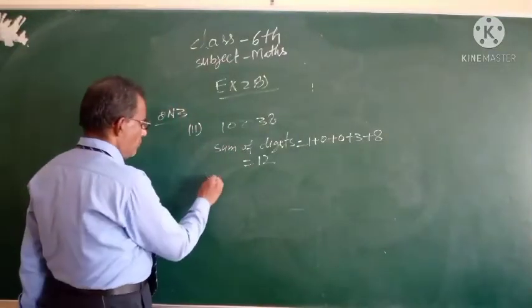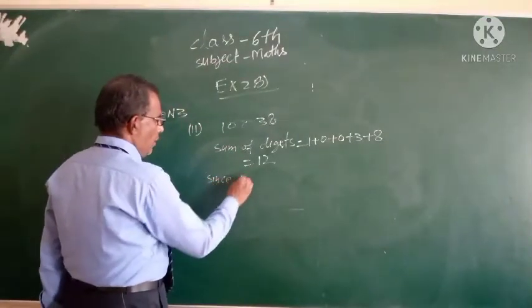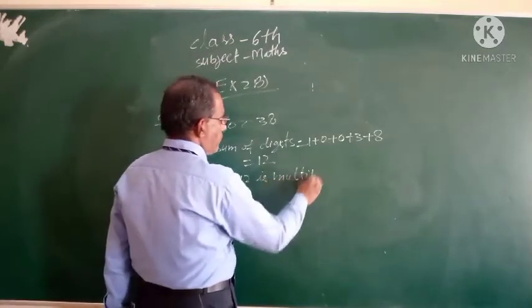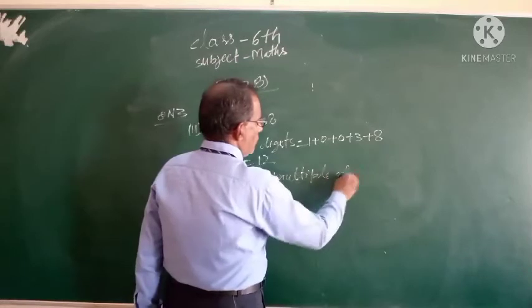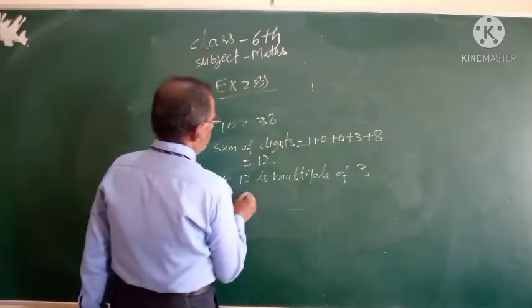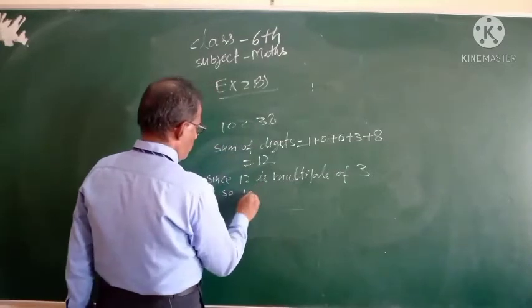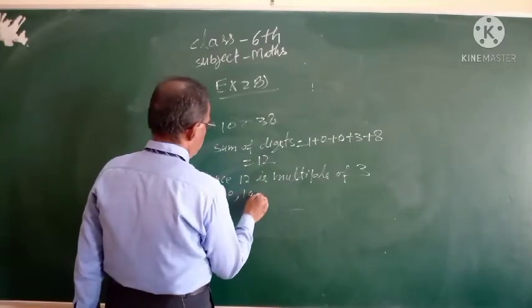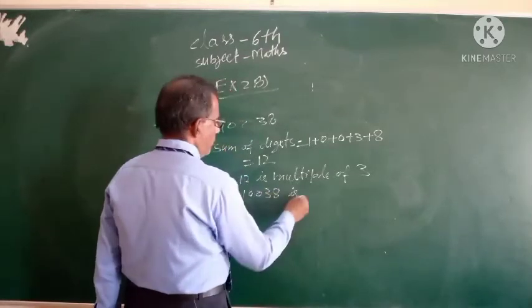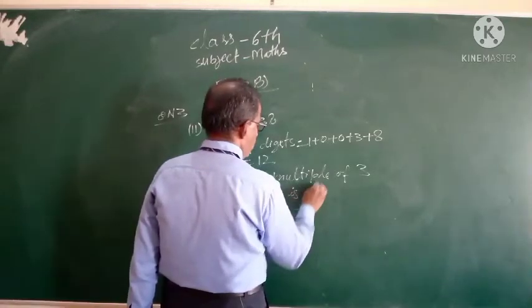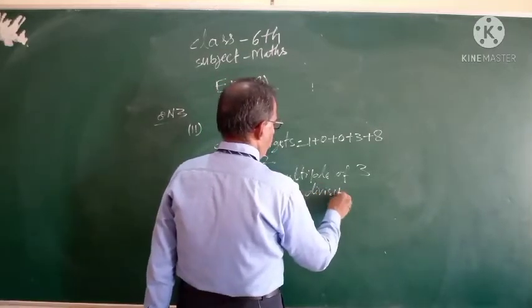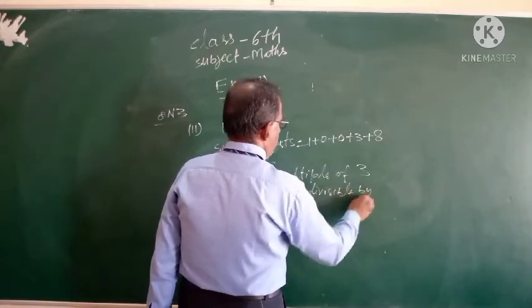Since 12 is a multiple of 3, 10,038 is divisible by 3.